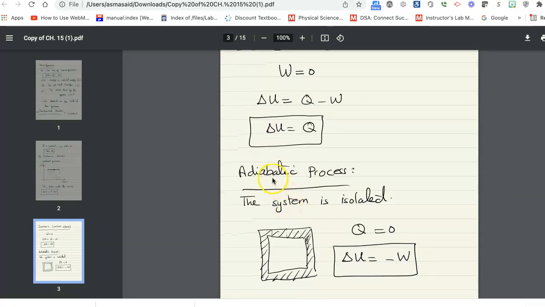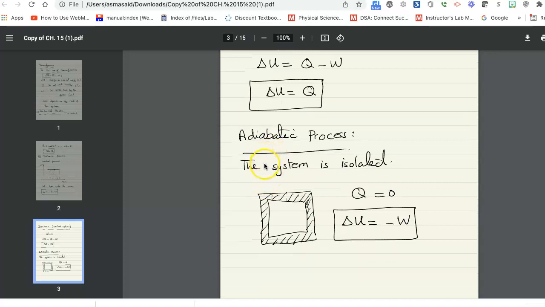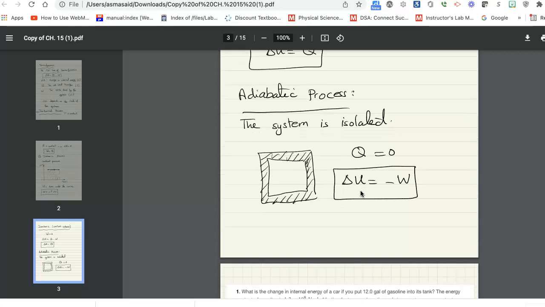Now, another process that we are interested in is adiabatic. In adiabatic, the system is isolated. It's like adding insulation to a room, let's say, or to any system that we are dealing with. Then Q is going to be 0 because when the system is isolated, there is no interaction with the outside environment, and therefore delta U is going to equal negative W because Q is 0.